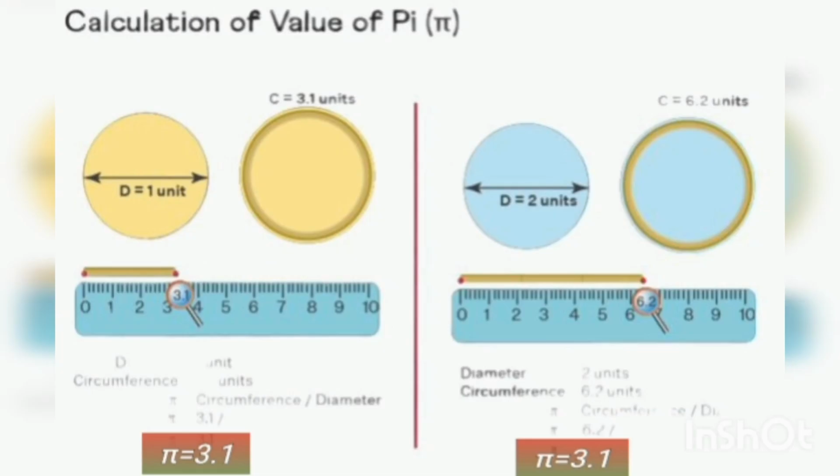Pi is a universal constant, meaning that its value is the same regardless of the size of the circle. This means that if you know the diameter or radius of a circle, you can use pi to calculate its circumference and area, no matter how big or small it is.